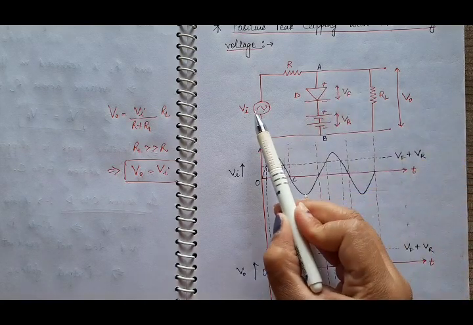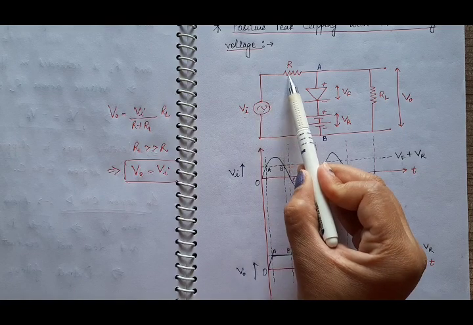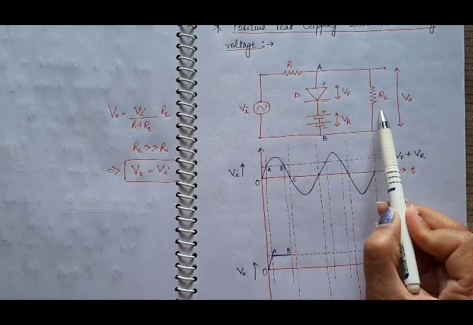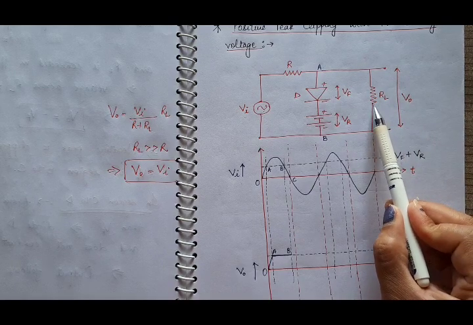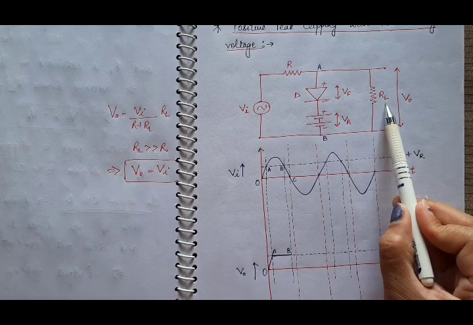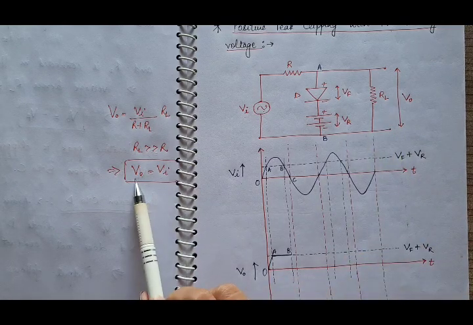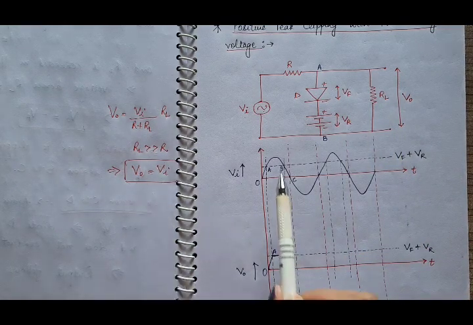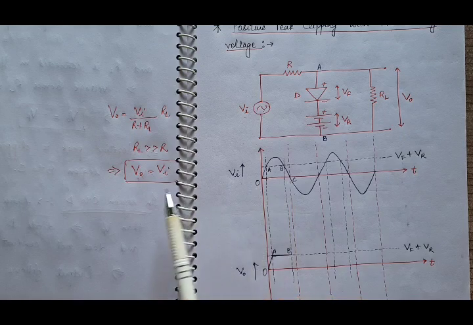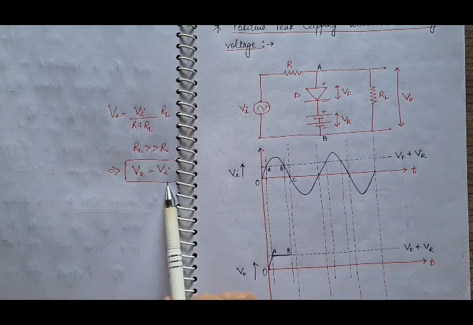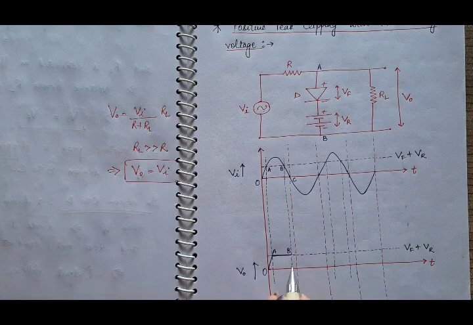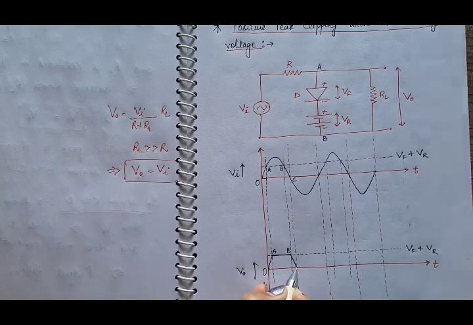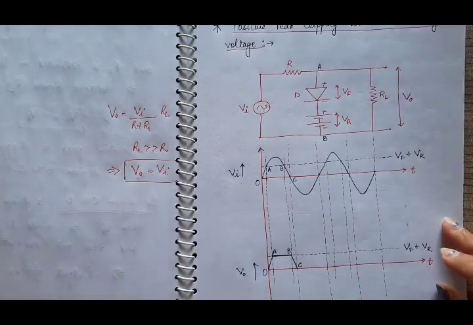So the circuit is just like Vi applied to the series resistance R and RL. So what will be our output? Our output will be the current I flowing through RL, so I into RL. Again our output will be Vo equal to Vi in this region BC. It means our output will follow input, so there will be no clipping in this region BC. So our output will be like this. Output follows input.